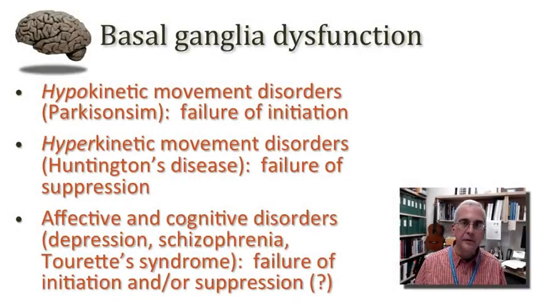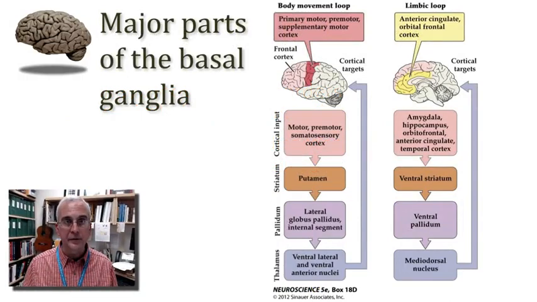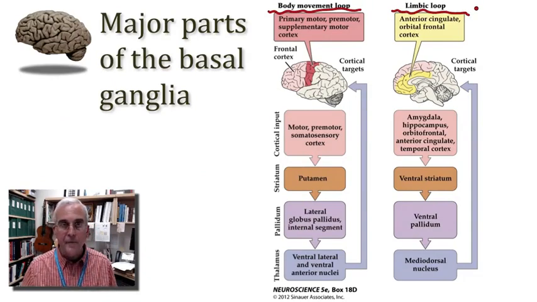Okay, so this has really been an extended introduction to the components of the basal ganglia and a little bit about their function. Now let's turn to a sharper focus on the major parts of the basal ganglia. And we're going to focus on really just two of these processing streams, two of these loops. I'd like for us to consider the organization of the body movement loop and the organization of the limbic loop.